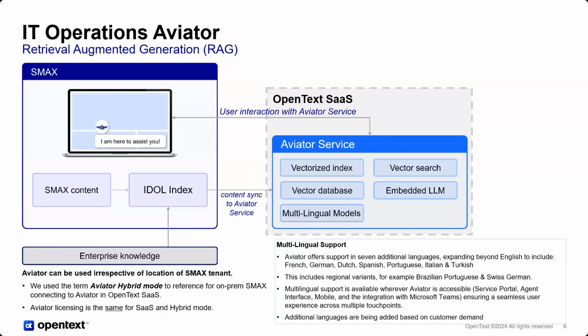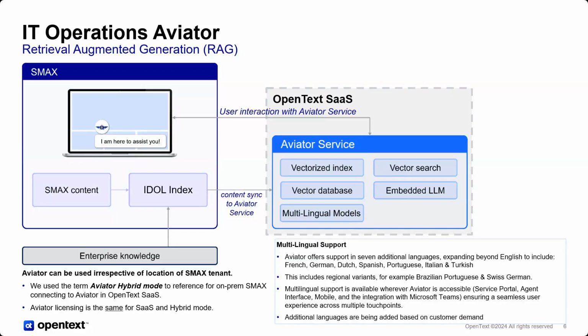So quick high-level view, as we talked about in the past, our Aviator service is currently a hosted service on OpenText SaaS. So you can connect to it either if you are a SMAX SaaS customer or if you are an on-prem customer. We have the same pricing irrespective. The licensing is exactly the same. Configuration is slightly different. There's a few extra steps for on-premise customers.